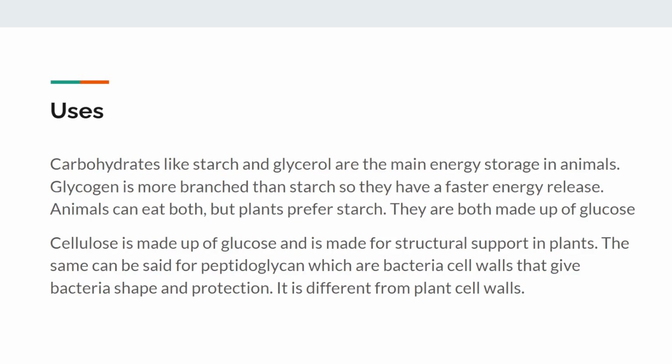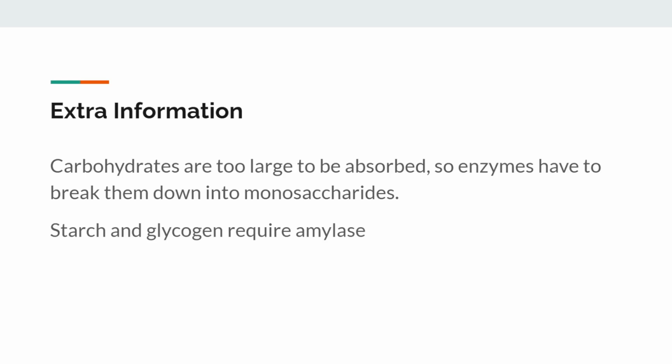Carbohydrates like starch and glycogen are the main energy storage in animals, because animals can digest both starch and glycogen. It's a little bit different for plants, because plants only prefer starch because starch is essentially stable. Cellulose is made up of glucose and is made for structural support in plants. The same can be said for peptidoglycan, which forms bacterial cell walls, as I mentioned before, that give bacteria shape and protection. It's different from plant cell walls, which we'll get to a little bit later. Carbohydrates are too large to be absorbed, so enzymes have to break them down into monosaccharides.